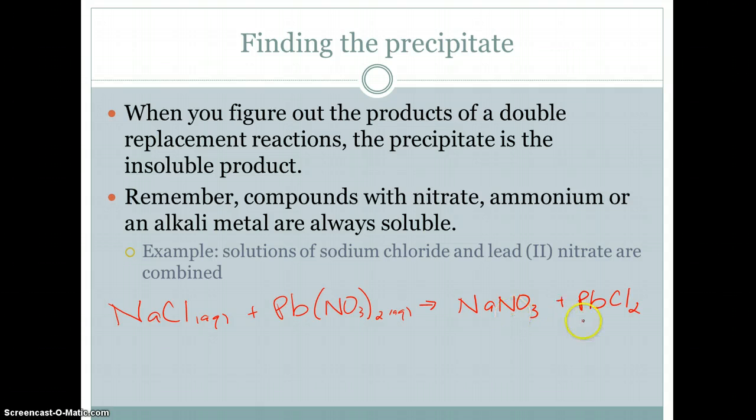Now to figure out which one is the precipitate, we need to remember our rules. Things with nitrates are always soluble. That means this one's going to be aqueous. That means our lead chloride is going to be our solid precipitate. And then to balance it, we would need to put 2's here and here. So that would be the other type of double replacement reaction.